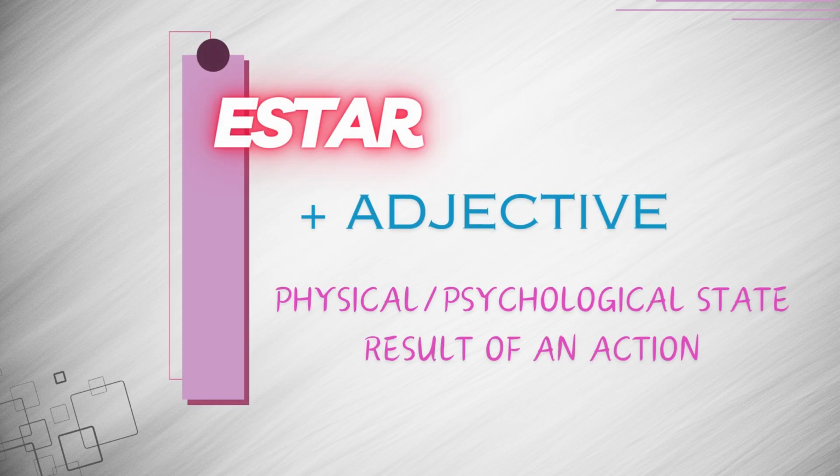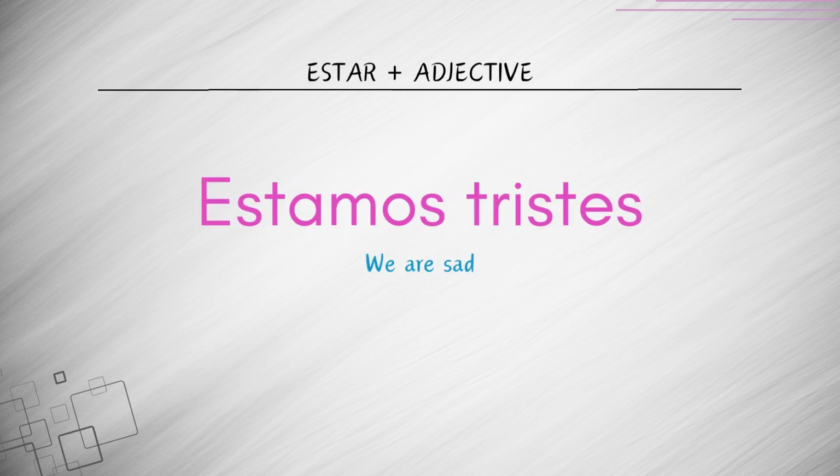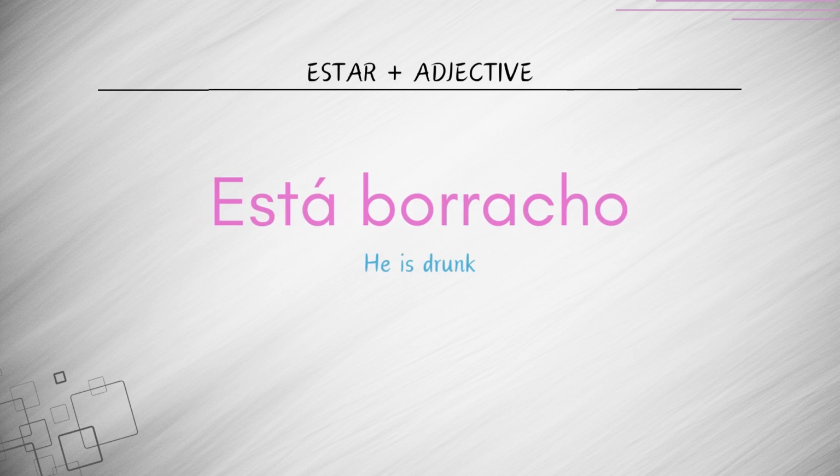On the other hand, adjectives that express physical or psychological states or the result of an action are usually used with the verbo estar. Examples: Estoy perdido. I am lost. Estamos tristes. We are sad. Está borracho. He is drunk.